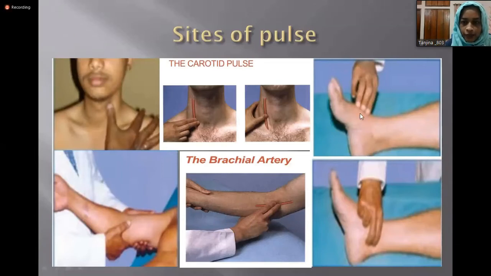The arteria dorsalis pedis pulse is present on the dorsum of the foot, in between the extensor tendons of the toe, and the posterior tibial arterial pulse is present just beside the tendo-achilles, behind the medial malleolus. This is the examination method: with 3 fingers you should palpate the arteria dorsalis pedis, and with 2 fingers you should palpate the posterior tibial artery.